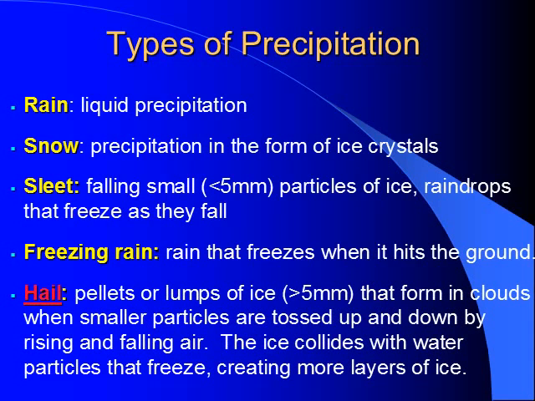And finally, hail. Hail is the one that confuses a lot of people. Hail is pellets or clumps of ice that are greater than 5 millimeters in size. So if they're less than 5 millimeters, they're technically sleet. If they're greater than 5 millimeters, they're technically hail. And hail forms in clouds when the snow or the rain or the sleet bounces up and down in a cloud, and as it bounces up and down, it collides with other water particles that freeze together until they all clump together to make a big hail pellet.